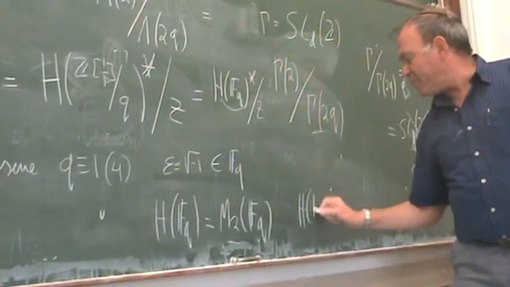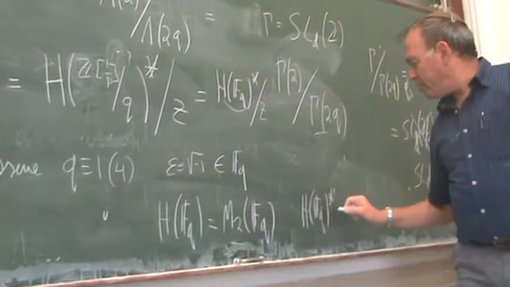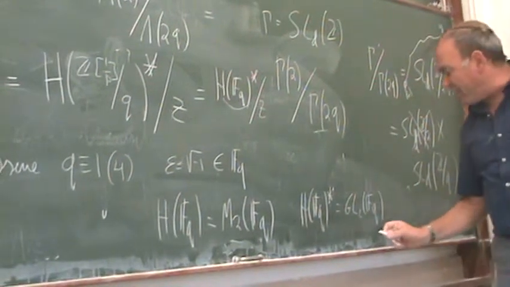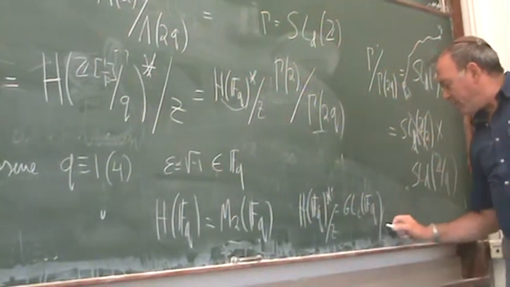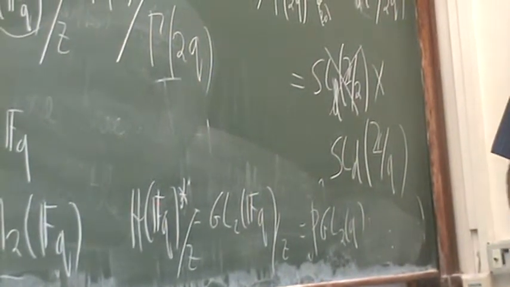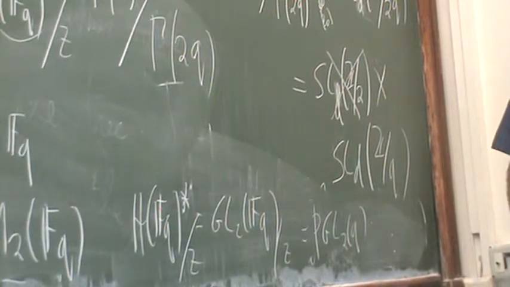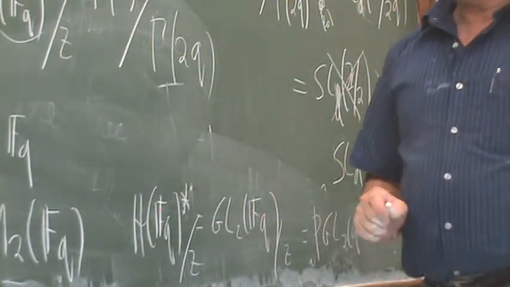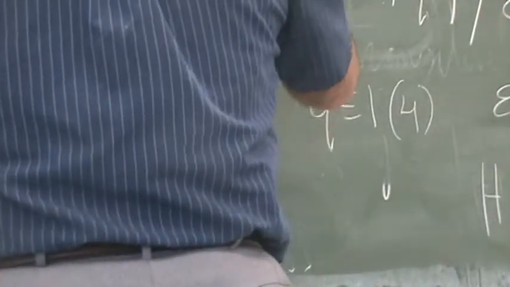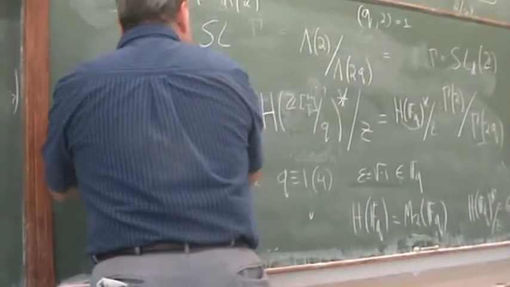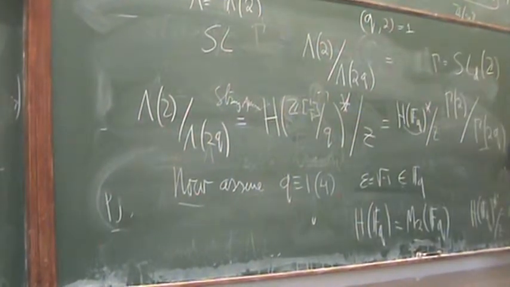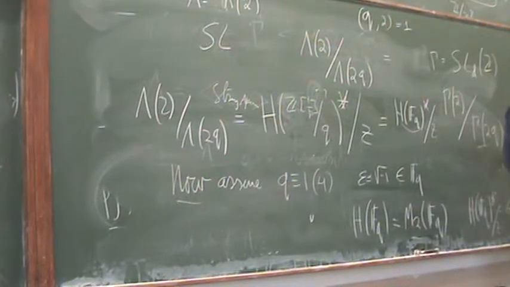And then, H(F_q)* is GL_2(F_q), and when you divide by the center, you're getting PGL_2(F_q). So your group, well, we have to be a bit careful. In this equality, I'm using the so-called strong approximation theorem, which tells me that this map is onto. For SL_d, you know it. But you have to know it also for the quaternion algebra.